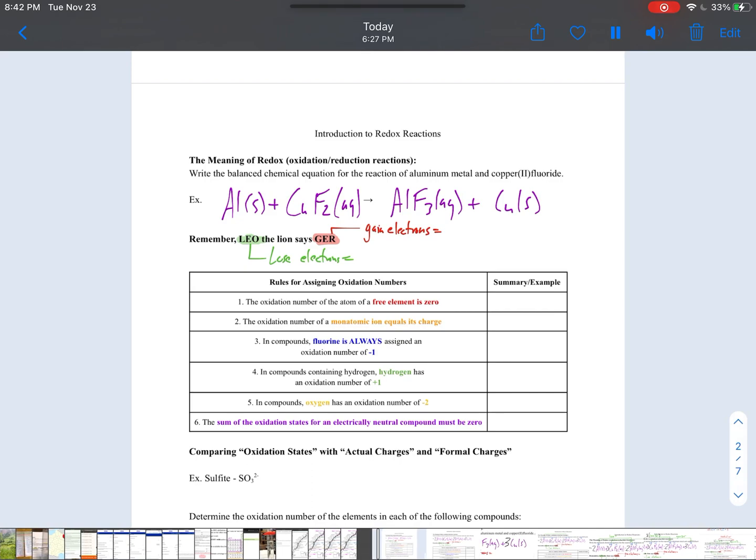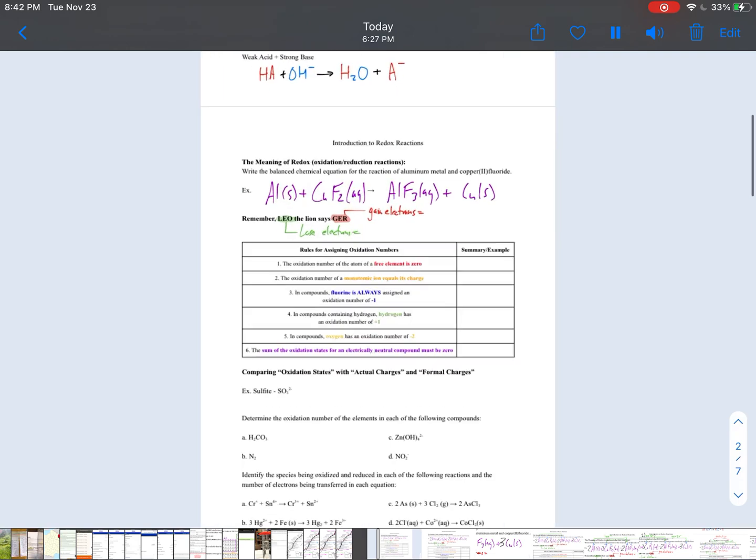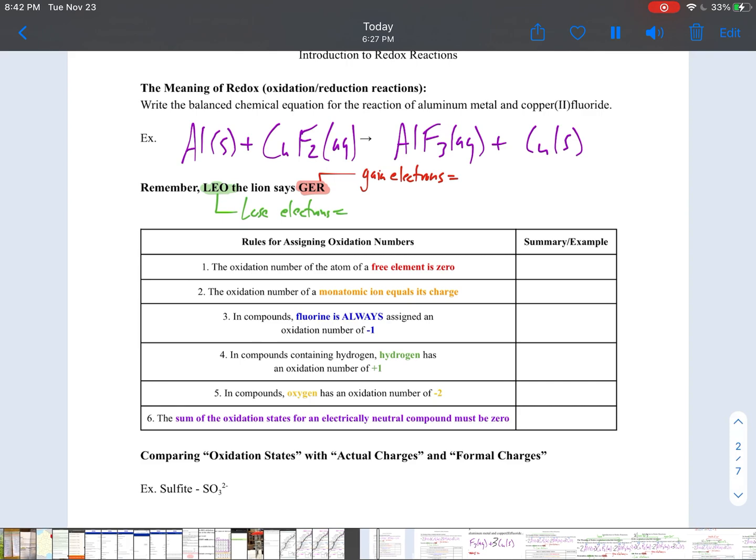Well, let's talk some redox reactions. This is on page 2. In order to do the textbook homework, you really have to review this really quickly. We've got to go a little deeper into how to assign oxidation numbers and really what they are.